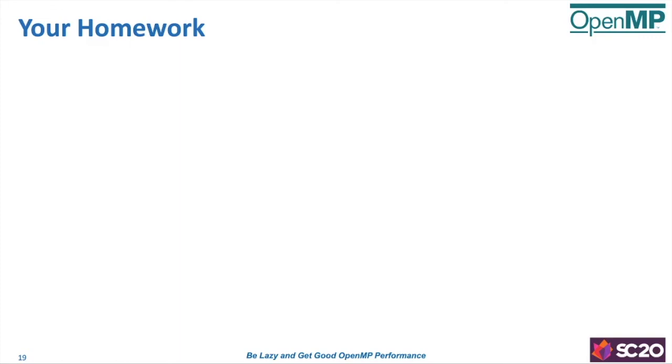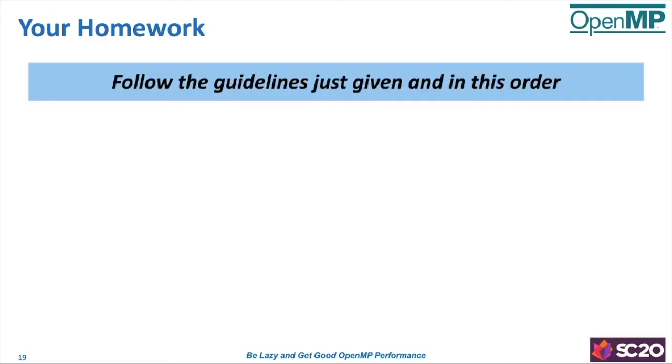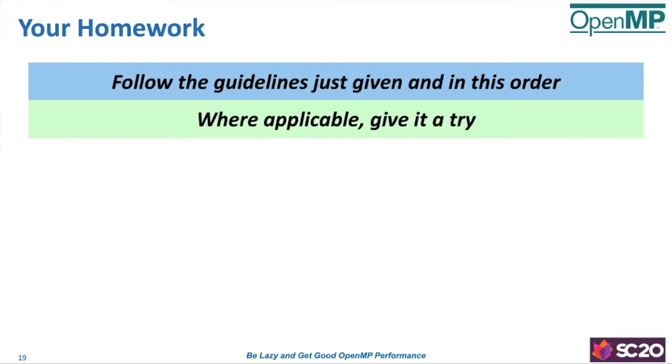So here's your homework. Follow the guidelines I've just given, and in this order, sort of. I started with the low-hanging fruit. Those are all really easy things to do, I think. Certainly easy to do some experimentation, give it a try, and you'll be surprised. A small change can give you a huge boost in performance.